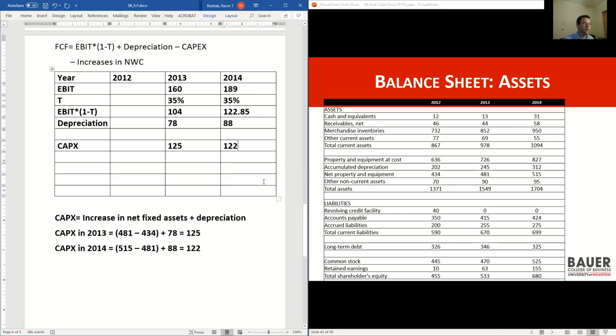Now, in the case study, in most problems, I'm just going to give you CAPEX, so you don't have to worry about going through all of this accounting. But it's there, and it's useful to know.